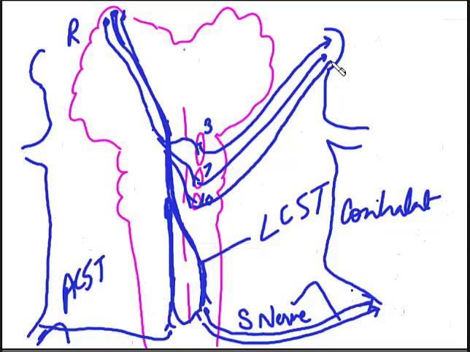So you can see that it's very similar up here. So the lower motor neurons in the spinal cord are the anterior horn cells. The lower motor neurons in the brainstem are the neurons of the cranial nerve nuclei. So having understood this concept, let us now look at these tracts.